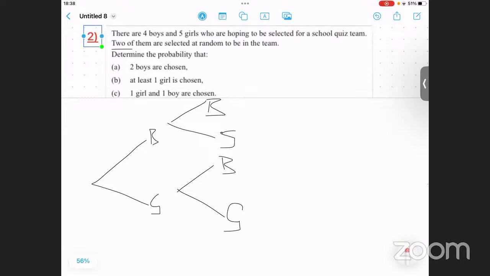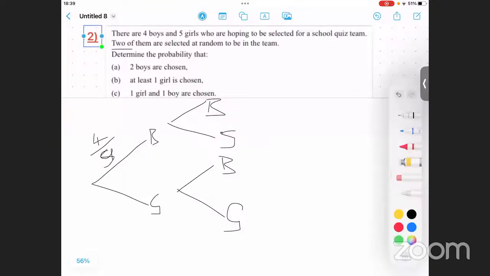Okay. All right. They said there are four boys and five girls who are hoping to be selected for a school quiz team. Two of them are selected at random to be in the team. Okay, cool. So now what am I going to write here and what am I going to write here? Ma'am, for boys, you're going to write 4/9. 4/9. No, not 5. 4/9.